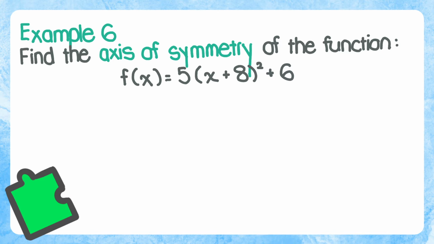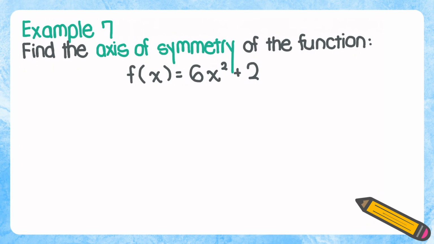On Edpuzzle, please find the axis of symmetry of f of x equals 5 times x plus 8 quantity squared plus 6. Remember to rewrite the function if necessary.